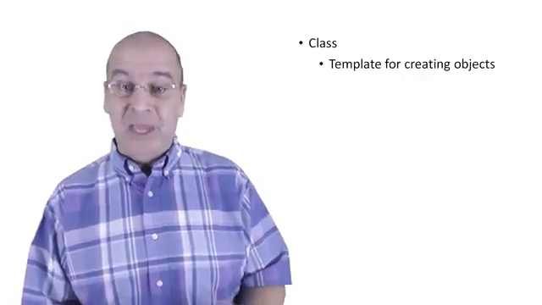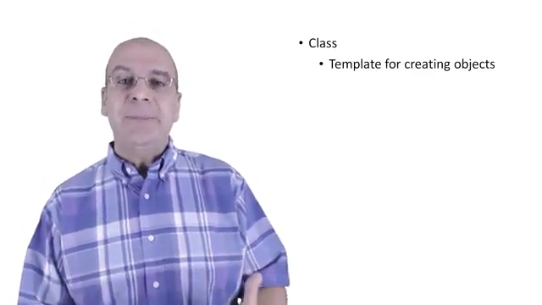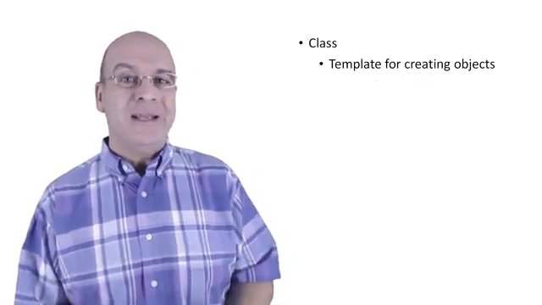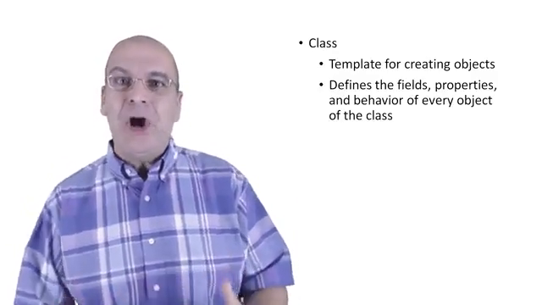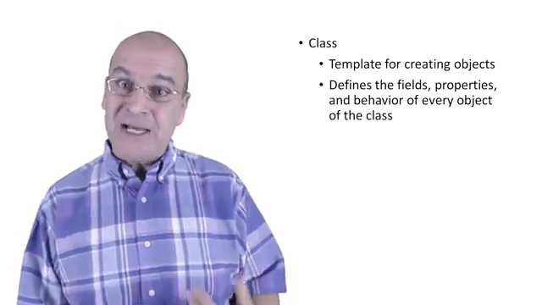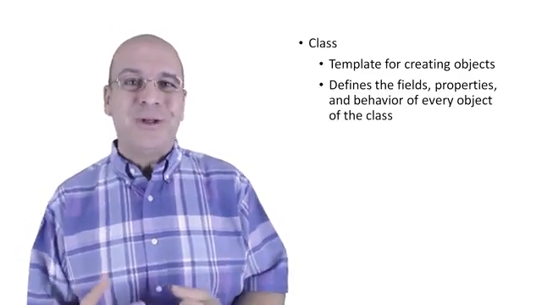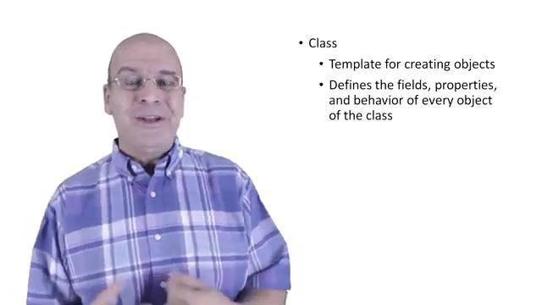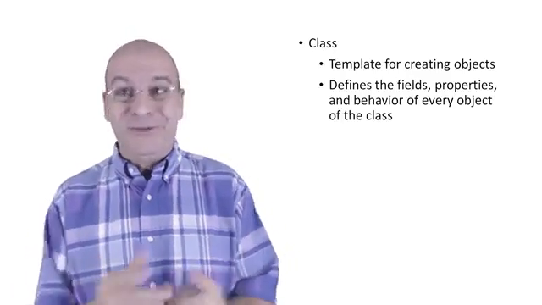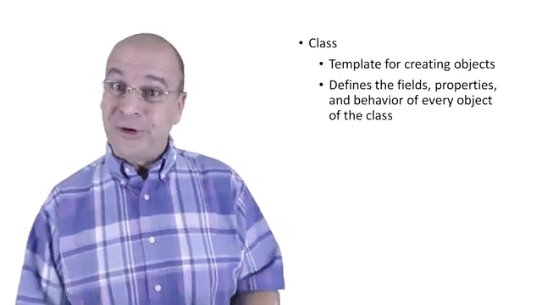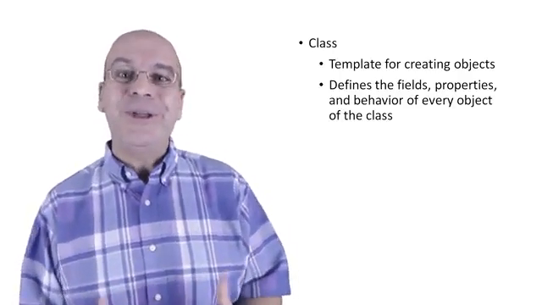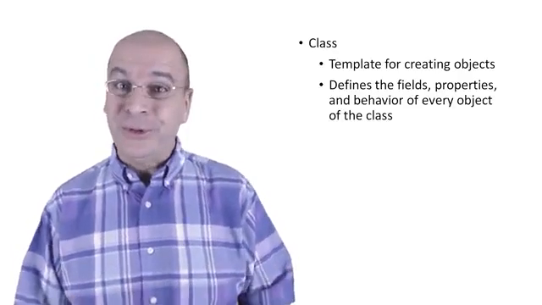Okay, so one of the important ideas here is what's the difference between a class and an object? Well, a class is the template for the objects we'll create. So the class specifies the fields and properties and methods that any object that we create from this class will have. You can think of the class as a cookie cutter that determines the shape and behavior of all the cookies we're going to create. It's the template that says what all of the cookies will look like.